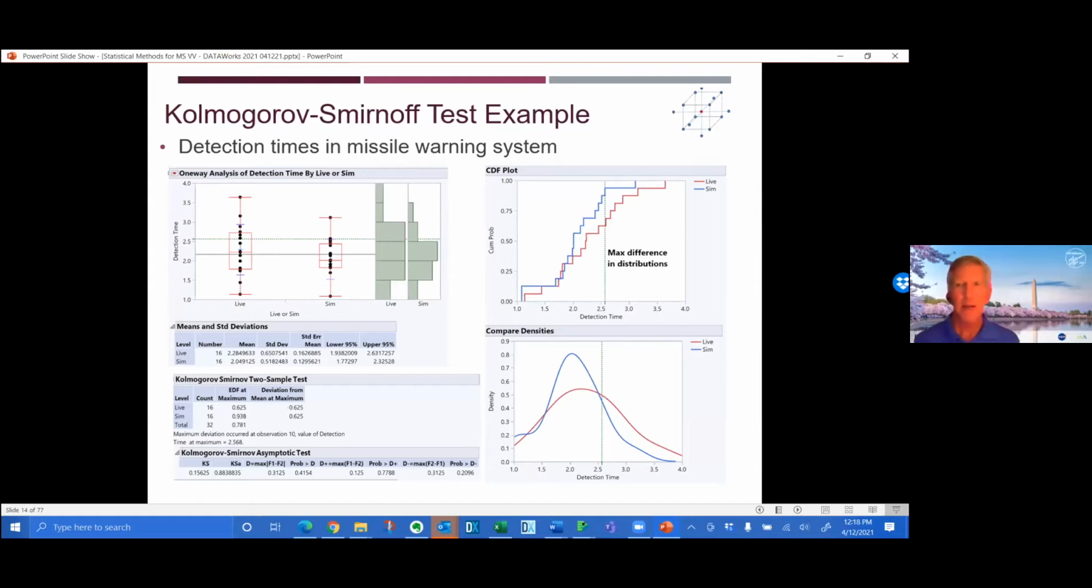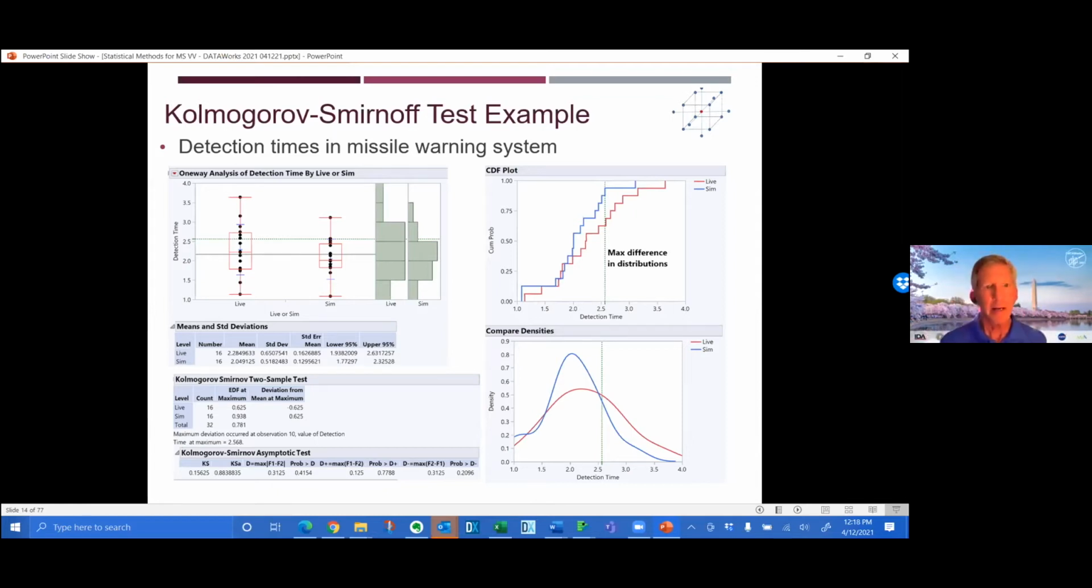similarity. And it also shows you the test statistic that's used for a KS test, where we're looking for the maximum deviation across the CDF as it's growing from 0% to 100%. And the cutoff there, or the point of max difference, is a detection time a little greater than 2.5. Okay, and then a statistical test is performed on that.